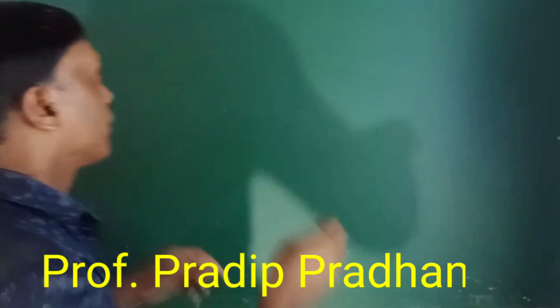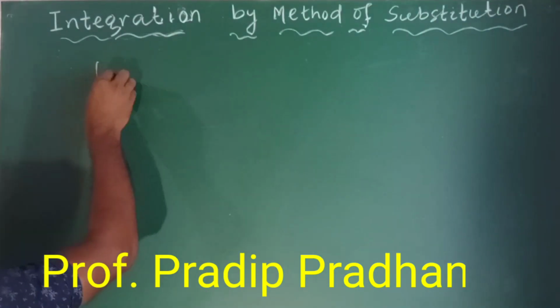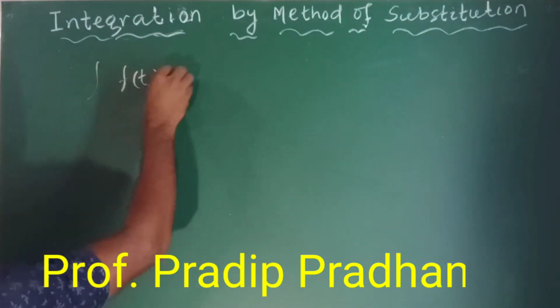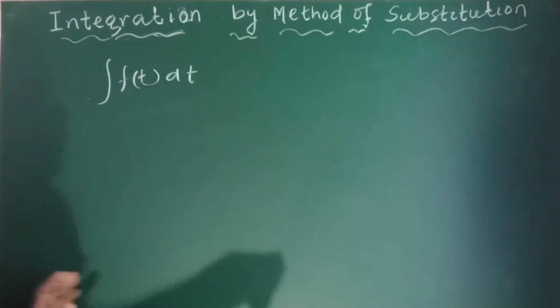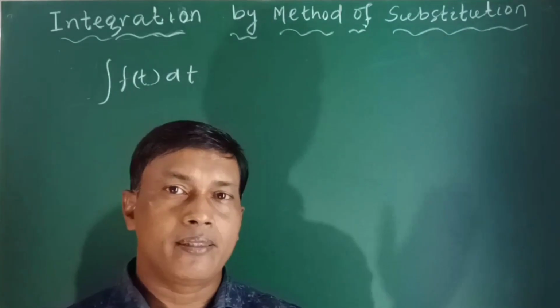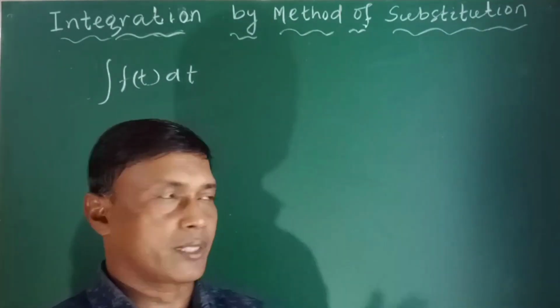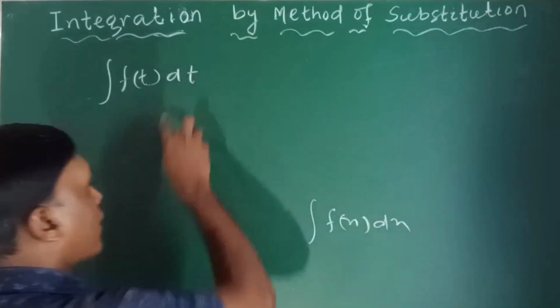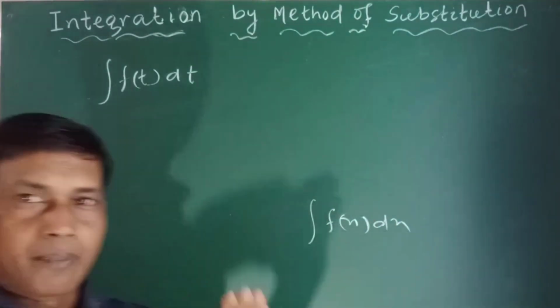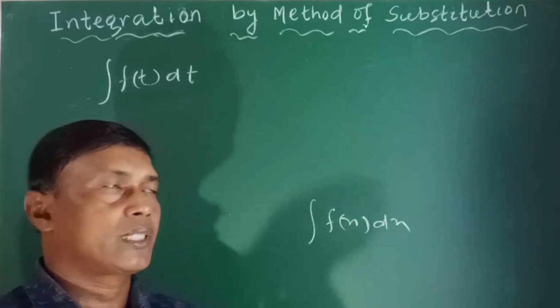Look here, suppose you are given a function f of t dt. That means you have to integrate a function f of t with respect to t, where t is the variable of integration. Generally we integrate f of x dx. Here I take f of t dt, which means we have to integrate f of t with respect to t.